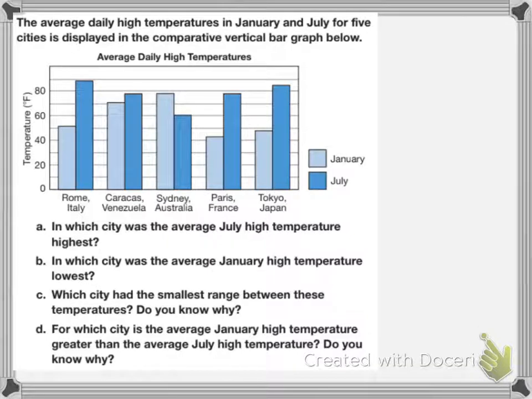So the first question says, in which city was the average July high temperature the highest? So I'm going to look and see which bar is the highest. And that's going to be this first city, which is Rome. So the first answer will be Rome, Italy, because it looks like it's about 90 degrees.